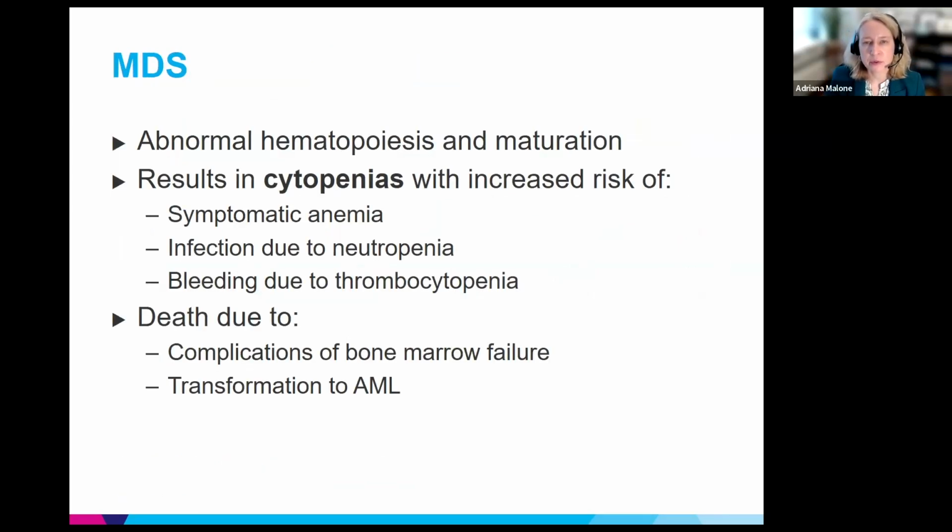MDS is a bone marrow disorder of abnormal hematopoiesis and maturation. The median age of diagnosis is 70, and as a result of this abnormal hematopoiesis and maturation, cells are not able to leave the bone marrow because of their dysplastic nature, and as a result, patients develop cytopenias with increased risk of symptomatic anemia with a drop in hemoglobin, infection due to neutropenia, and bleeding due to thrombocytopenia. Patients succumb to MDS due to complications of bone marrow failure, as well as transformation to AML.